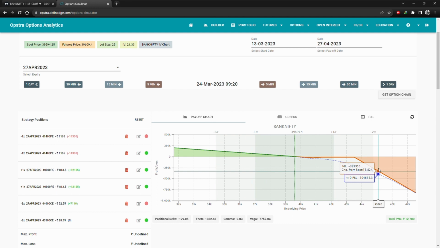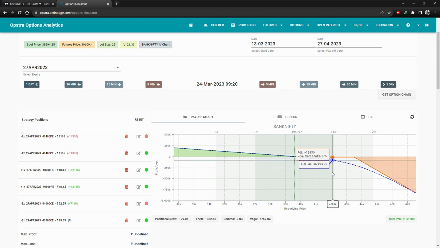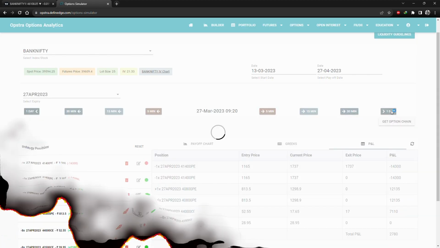Okay, this is how our payoff chart looked after adjustment. We are currently making 2,780 rupees profit. So let's move on to our next day.